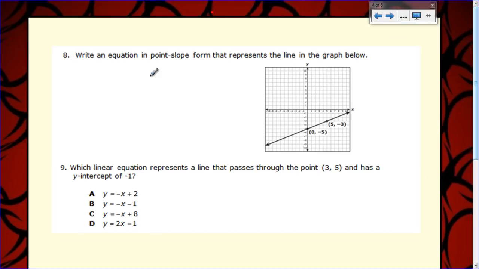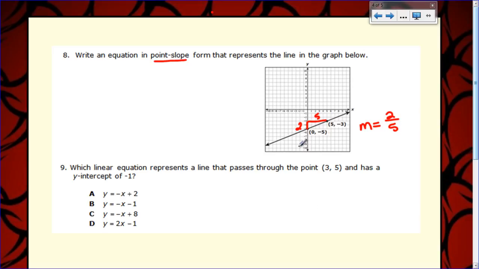So number 8 says write an equation in point slope form, so we're going to do that y minus y1 form that represents the line in the graph below. Well, the first thing I need to have is a point. Well, I have 2 of them, and when I go to write my equation, it won't matter which one I use. We'll just pick, and that'll be the one we use. The other thing I need is a slope. Well, they didn't give me a slope, but from this graph, they've even marked 2 pretty points for me. I can do my rise over my run, and I can count my slope. Well, it looks like my slope goes up 2 and over 5, so my slope is 2/5.